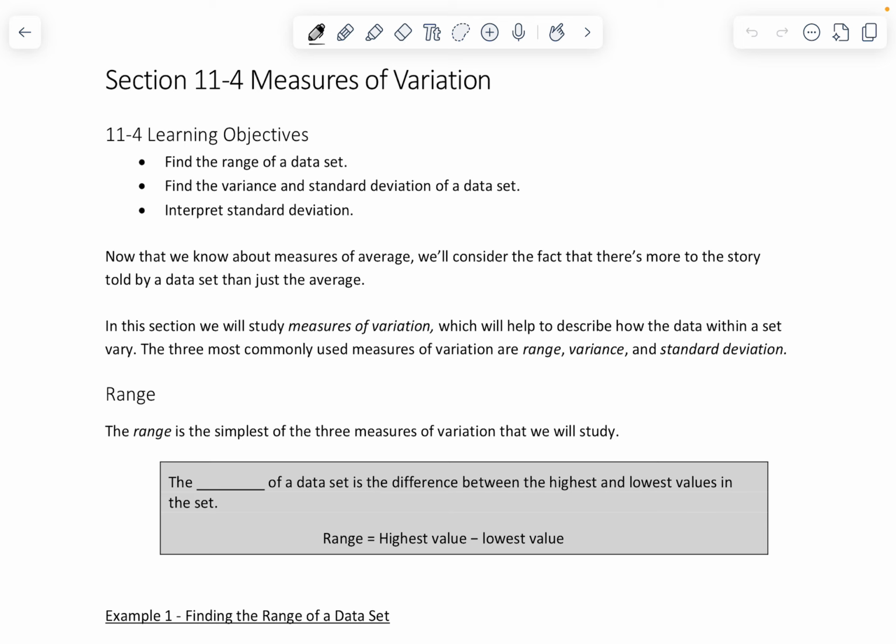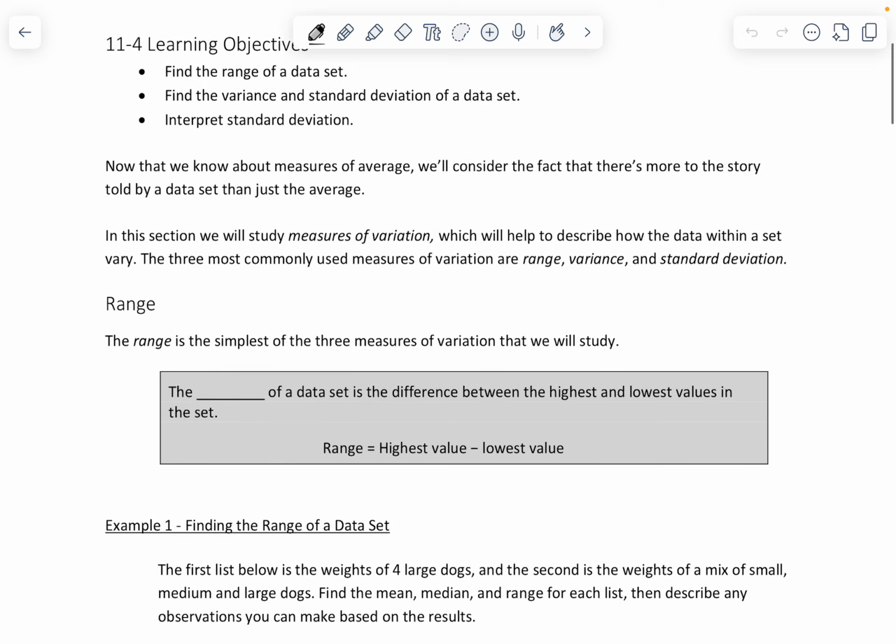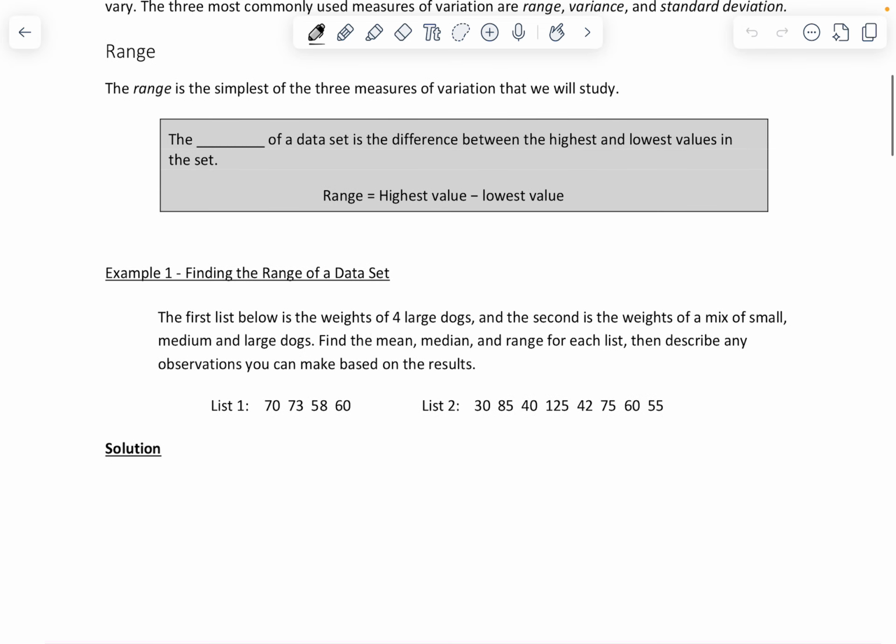Let's take each of these one by one, starting with the range. The range is the simplest of the three measures of variation that we will study. The range of a dataset is the difference between the highest and lowest values in the set. So the range is simply the highest value minus the lowest value. That's all it is.